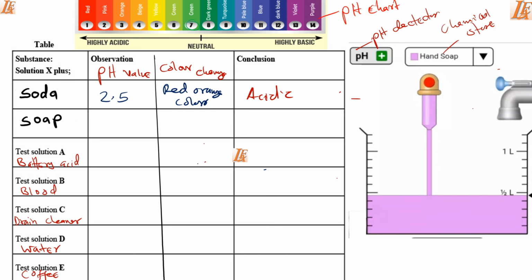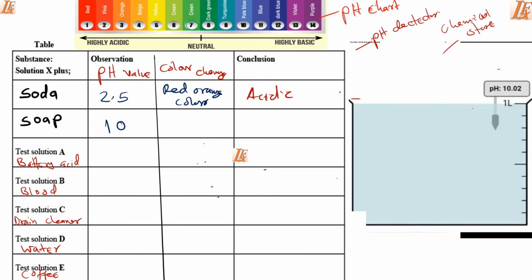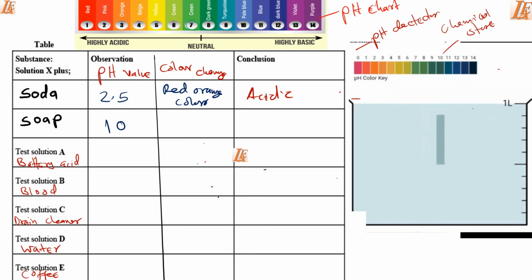Then the second one is hand soap. In this case, we're going to dip a pH detector inside this soap, then record the pH value. The pH value is 10. Now we will also introduce a universal indicator paper and record the observation. The color is green. Therefore, it's basic.